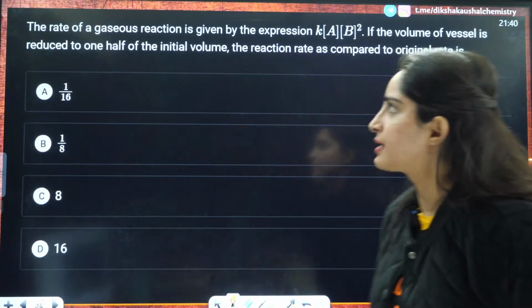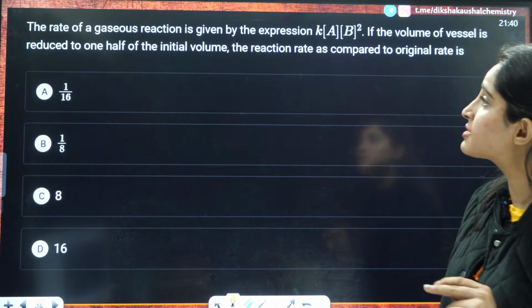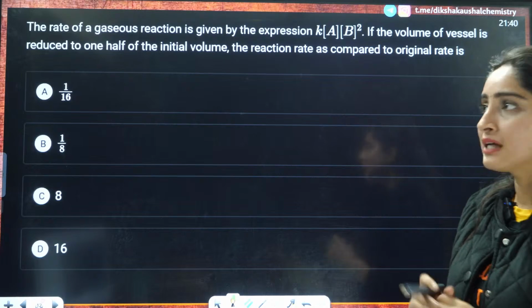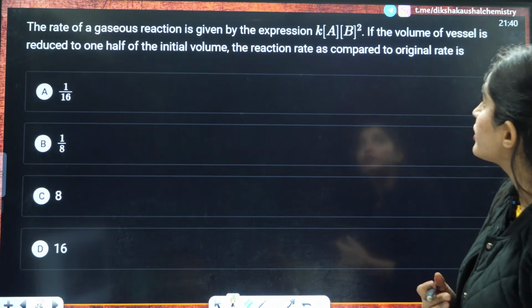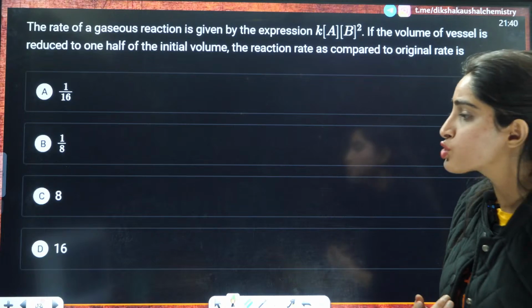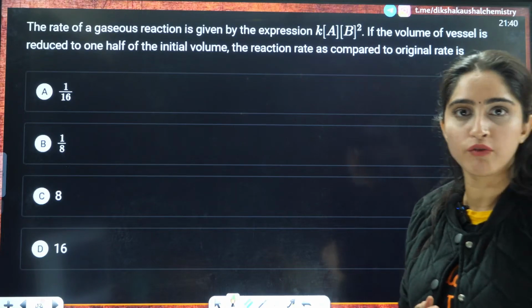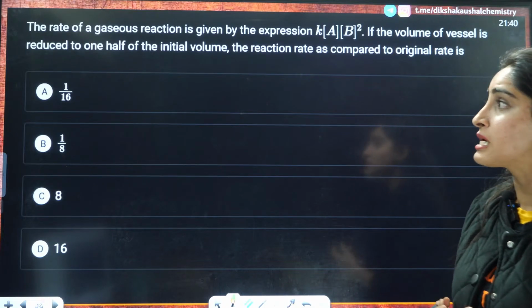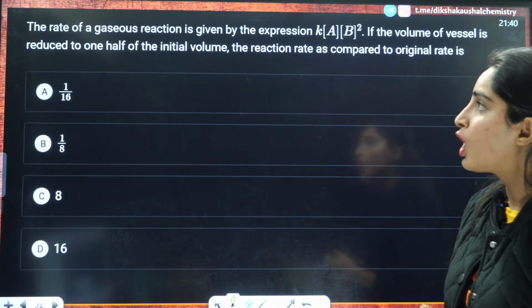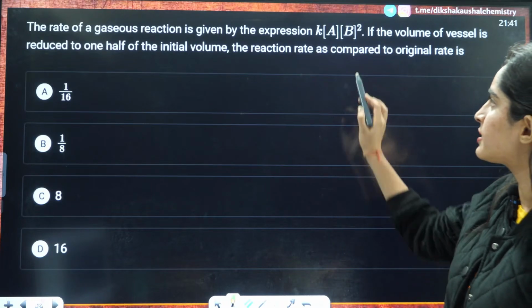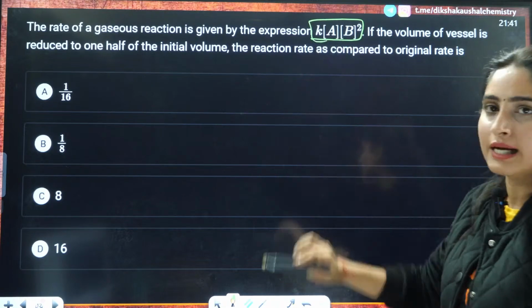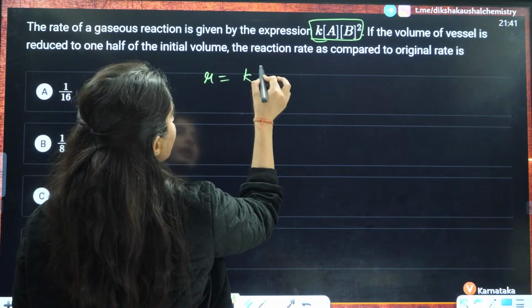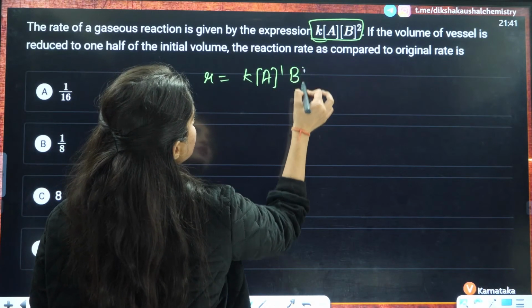Now, the next question is, the rate of the gaseous reaction is given by this expression. If the volume of the vessel is reduced to 1/2 of the initial volume, the reaction rate as compared to the original rate will become equal to what? Firstly, they are giving us the rate of the reaction. So you can just write it down here: R is equal to K, A raised to power 1, B raised to power 2.